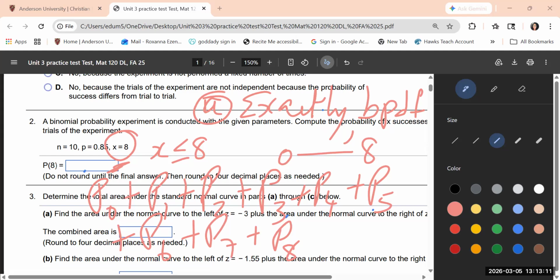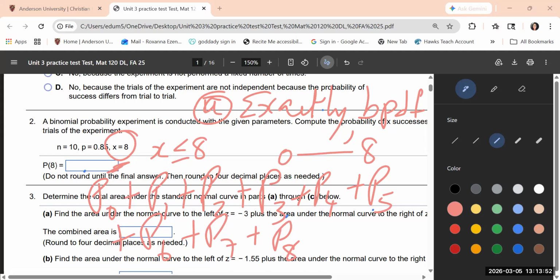P2 is the same as 10 combination 2, success to power 2, failure to power 10 minus 2 is 8, and so on until I get to P8. And I'm expected to find P0, P1, P2 to P8 and add all of them together. But there is another way you can do it. That's a simpler way, so I'm going to use that simpler way.